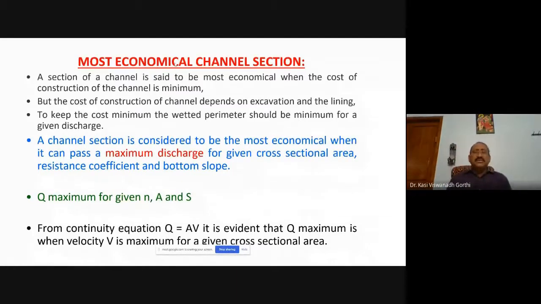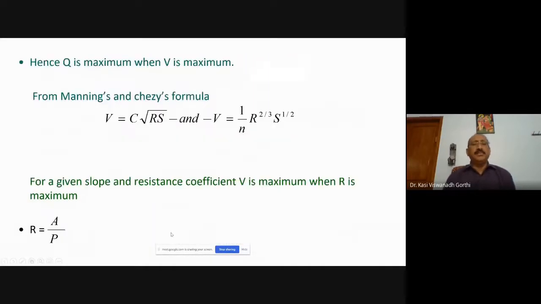So if you just look at the continuity equation, Q is equal to A into V, or A1 V1 is equal to A2 V2, the discharge equation is Q is equal to A into V. It is evident that Q is maximum when the velocity is maximum, because the wetted area cannot be changed. The wetted area is the area for a given channel, for a given flow condition. So A cannot be changed. So if A is constant, when V is maximum, Q will be maximum. So Q is maximum when V is maximum.